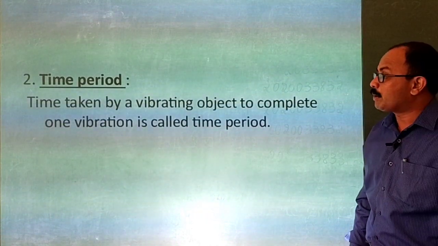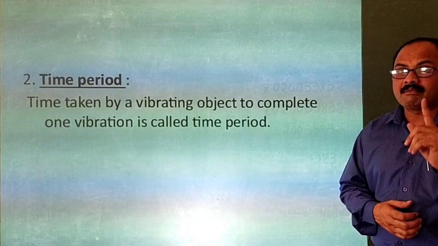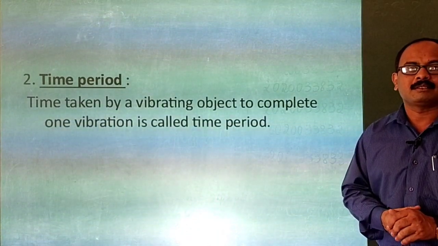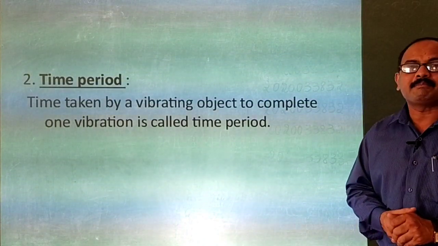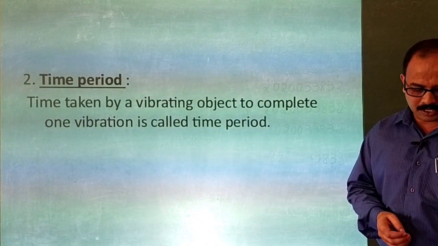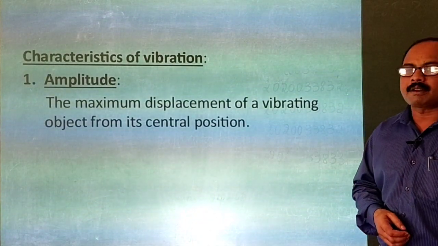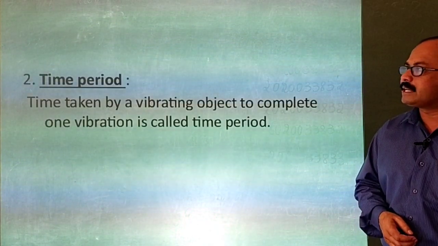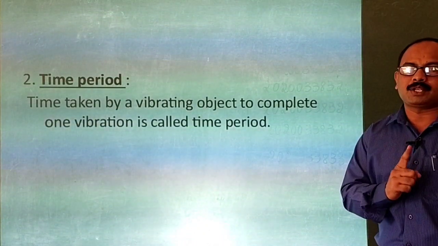The time taken by the vibrating or oscillating object to complete one vibration or one oscillation is called time period, children. First we have seen amplitude, second is time period. Amplitude is nothing but the maximum displacement of the wave or vibrating object from its central position. Time period is the time taken by the vibrating object to complete one vibration.